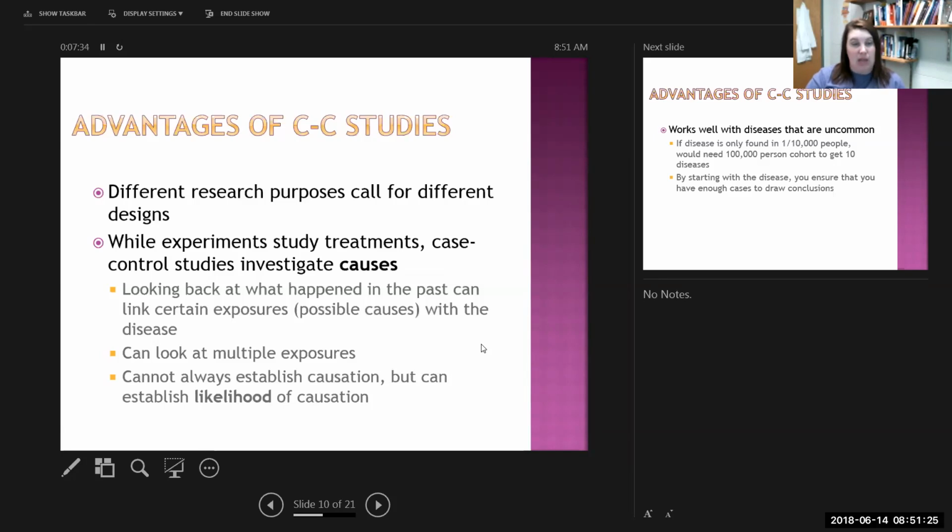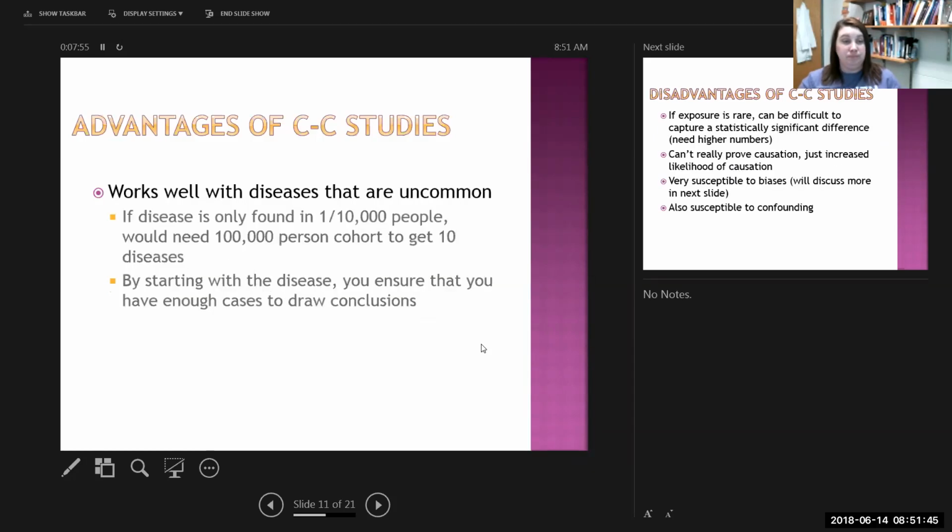So we're looking back to see what happened in the past and whether we can link certain exposures, possible causes, with the disease. We can look at multiple exposures at the same time. However, it's not always able to clearly establish causation, but you can establish a likelihood that that's probably the cause of it. It works well with diseases that are uncommon, and by starting with the disease, you ensure that you have enough cases to come to a conclusion.